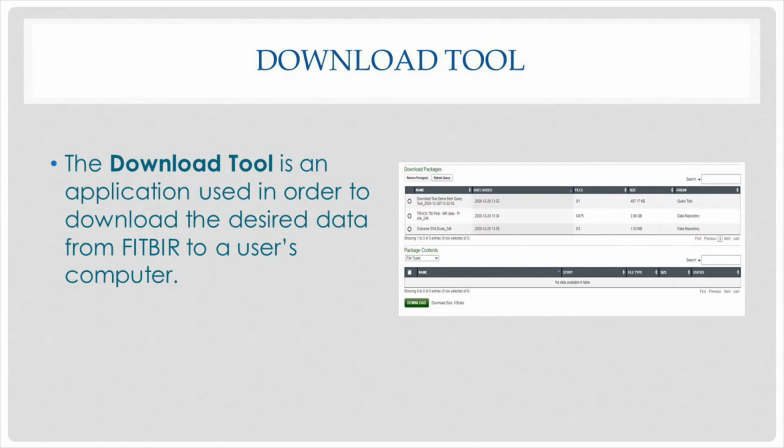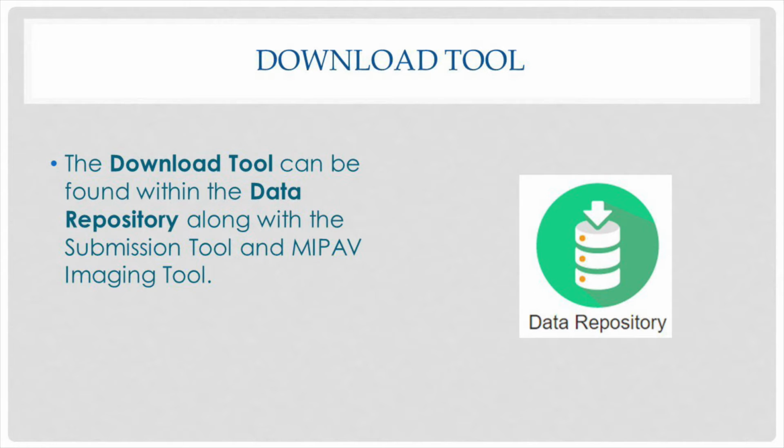The download tool is an application used to download data from FITBIR. The download tool can be found within the data repository along with other tools such as the submission tool and the FITBIR imaging tool.